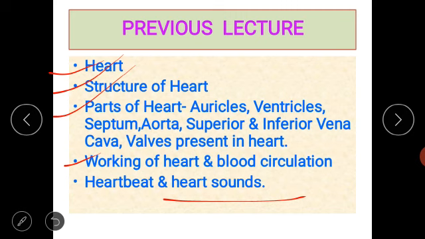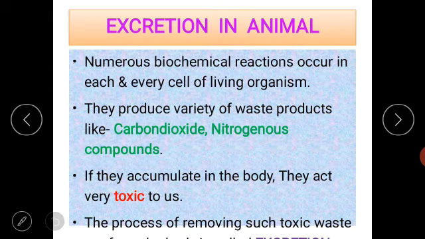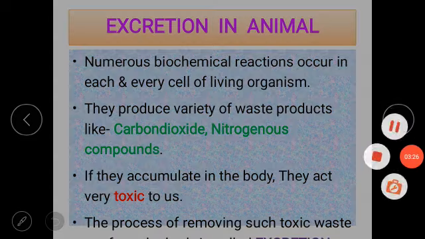So now let us move towards the next point of the topic transportation, and that is excretion in animals. This is also a very important phenomenon in all the living organisms: if the organism is living, then it means it is carrying out respiration and metabolism. And if the living organism is carrying out metabolism, then for sure it is having food, and to metabolize the food it needs respiration, and after respiration the end product produced is the waste product.